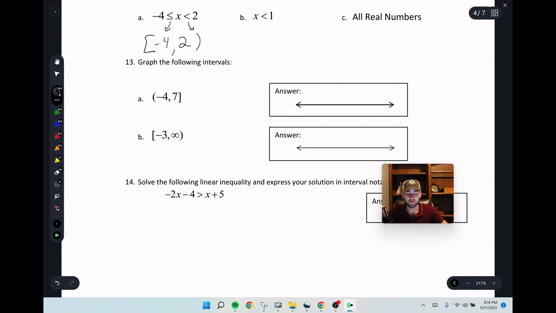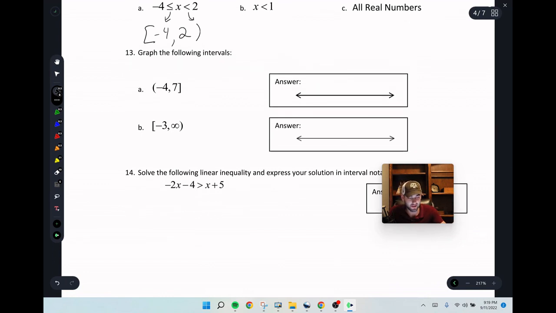Graph the following intervals. Same exact thing. You see those brackets? You go -4. You draw a bunch of lines. You can make it all the way to 7. And you go open circle, closed circle, shade it all in, right? Awesome.